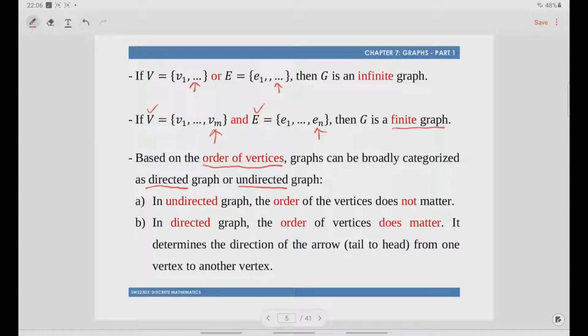On the contrary, for the directed graph, the order of these vertices does matter. In other words, the order of vertices in directed graph is important. It matters to consider which vertex comes first and which vertex comes later, because it determines the direction of the arrow. In an arrow we have a tail and a head, so this order determines the direction of arrows from one vertex to another vertex. That's why the order does matter in the directed graph.